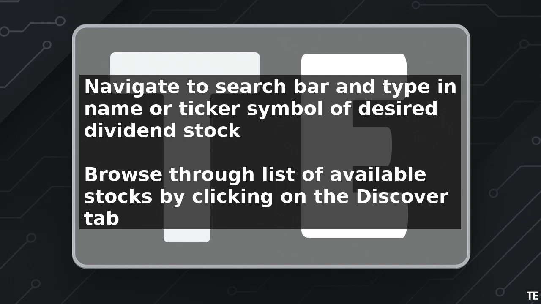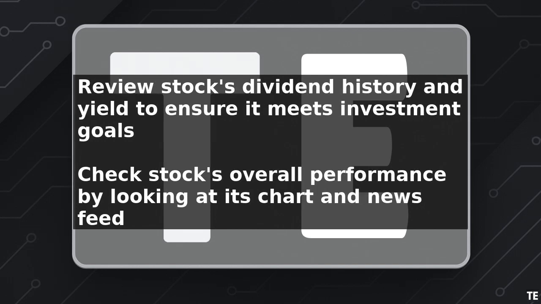The dividend yield is the ratio of the annual dividend payment to the stock's current price, and it is expressed as a percentage. Before you buy, make sure to review the stock's dividend history and yield to ensure it meets your investment goals. You can also check the stock's overall performance by looking at its chart and newsfeed.